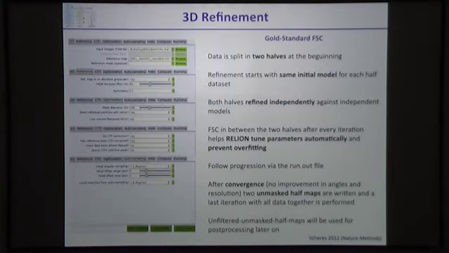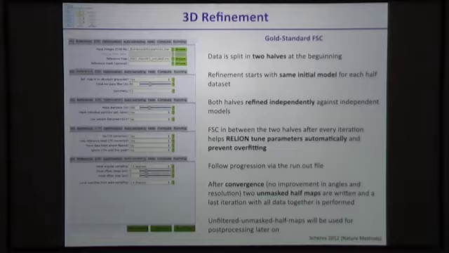So let's talk briefly about 3D refinement. 3D refinement within Reliant is automatic, so it is free from user inputs. It's done in a way where overfitting is prevented, and this is called the gold standard FSC.